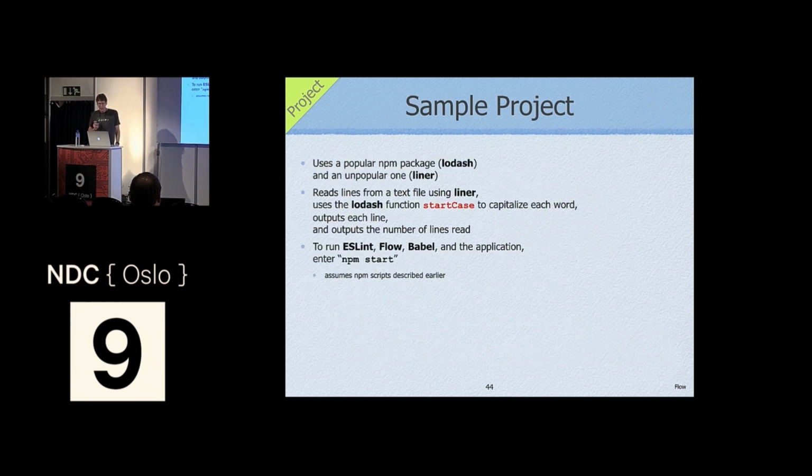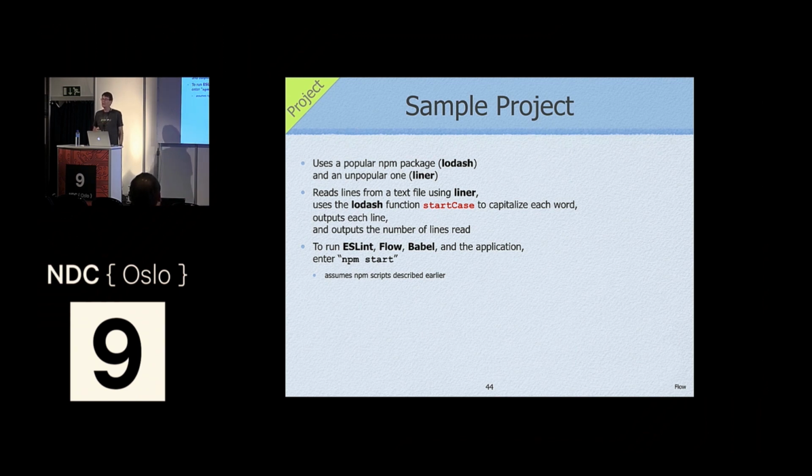Okay, so let's close up here by looking at a sample project that pulls all of this together. This is a Node.js project that uses a very popular library, Lodash, and a very unpopular library, Liner, which is one that I wrote. Liner reads lines from a file and gives them back to you one at a time. You would think that would just be an easy thing in Node.js, but that's not the case. Node.js wants to treat everything as a stream, streaming across the new line characters. And so you need to do something special if you want to break it up at the new lines. And so that Liner module does that for me.